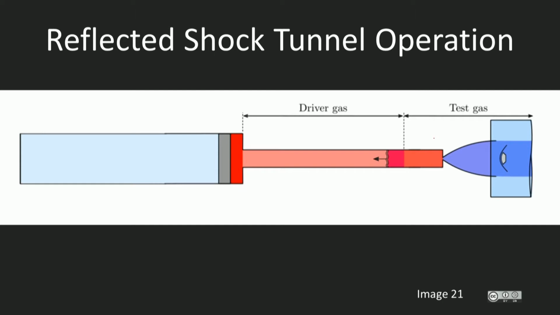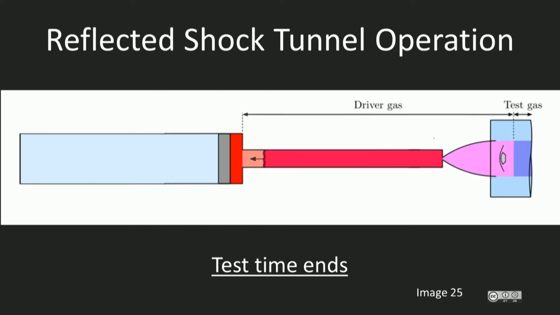And again, this process continues. It continues until all of the air has been blasted past the model. At this point, the driver gas starts flowing past and the test is essentially over. So we can see the interface here between the two gases.